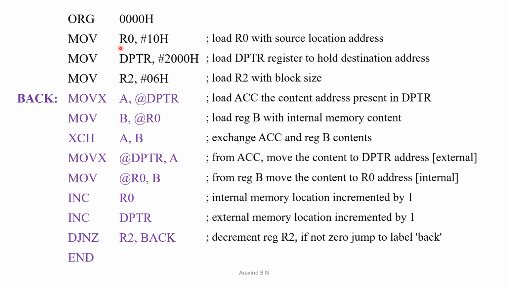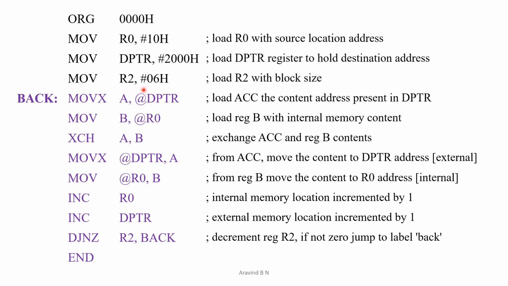So MOV R0, #10H. That is the source memory location as per the question given, that will be stored to R0. MOV DPTR, #2000H. The external memory location value will be stored to the DPTR. Since it is external memory location, that must be pointed by DPTR only. So we are using the DPTR for that.